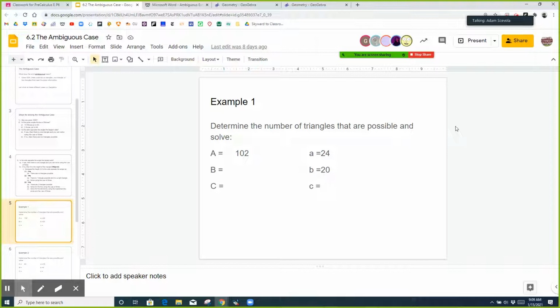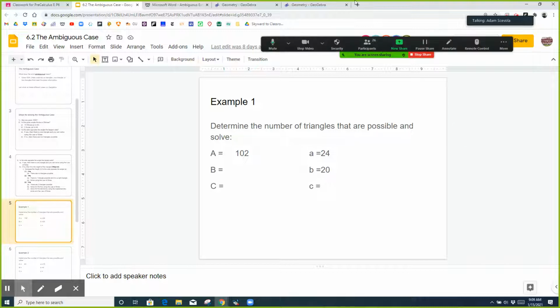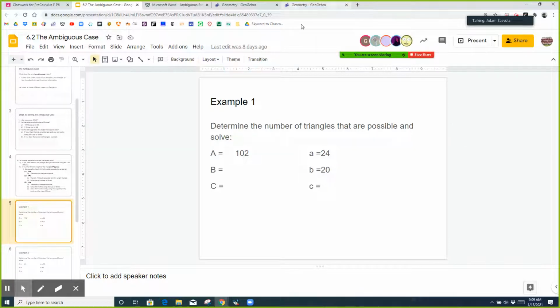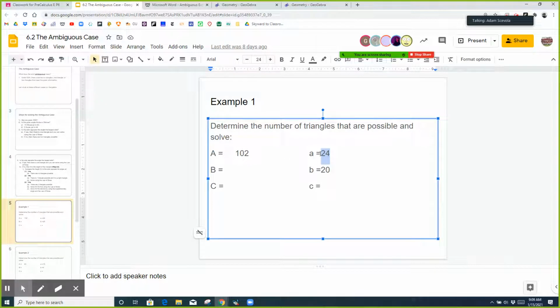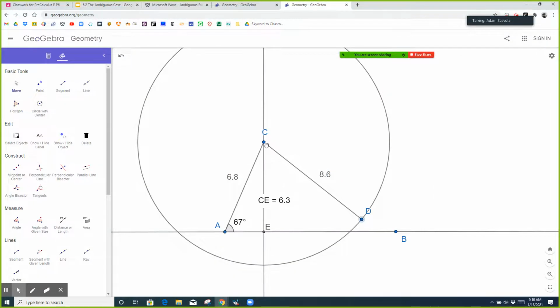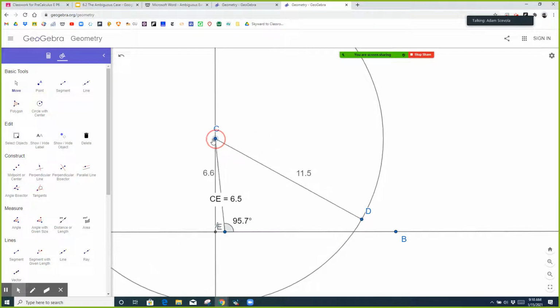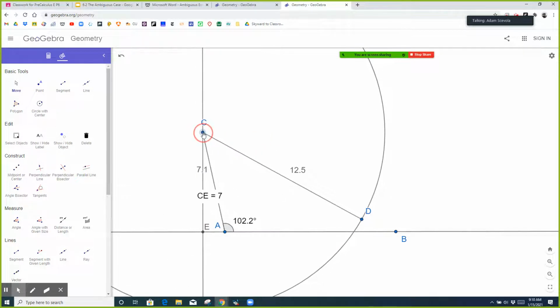So we're given that angle A is 102 degrees, and the opposite side is 24, because remember, angle A is opposite side A. And then the adjacent side is 20. So if I were to just go to our picture here and then make this angle 102, was it? 102.